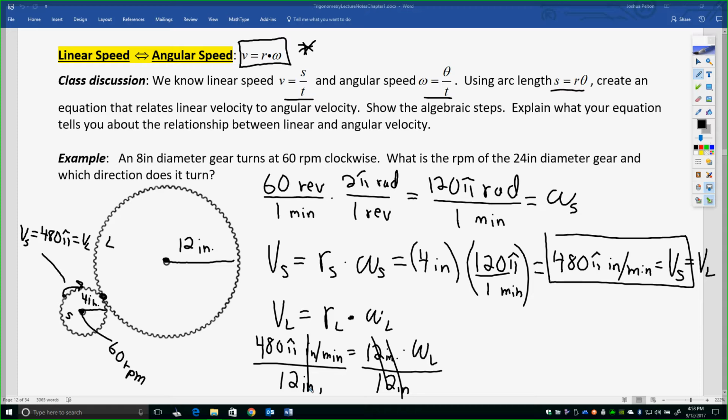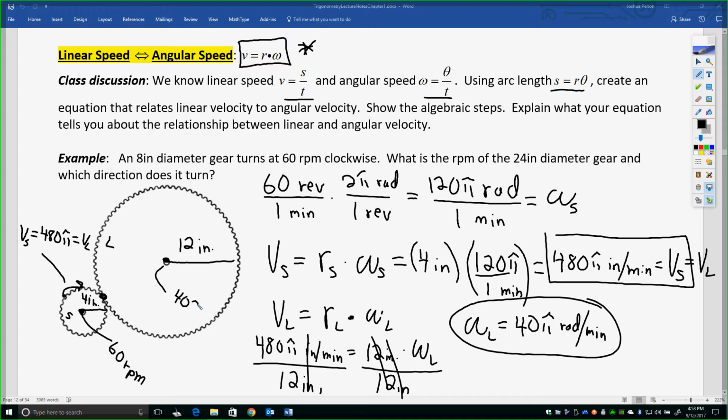So now I'm down to a radian measure on top. Let's see, 480 divided by 12 would be 40. The pi would still be there, and that's radians per minute. We'll circle that. So this center right here is spinning at 40 pi radians per minute.